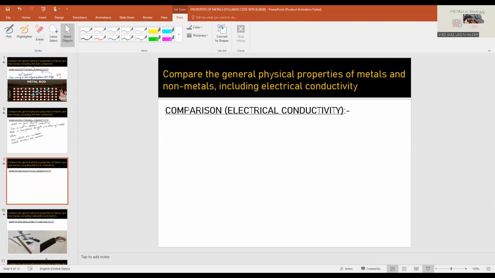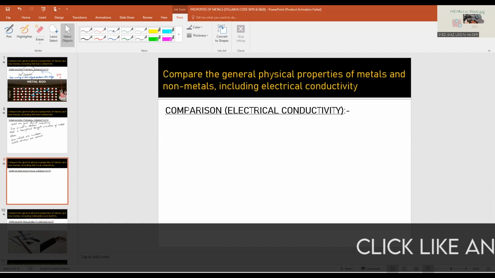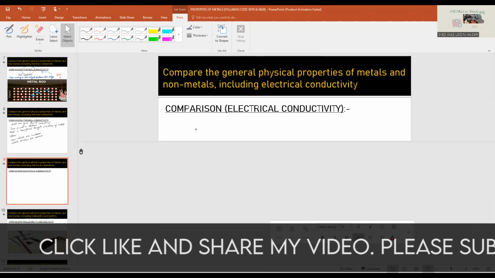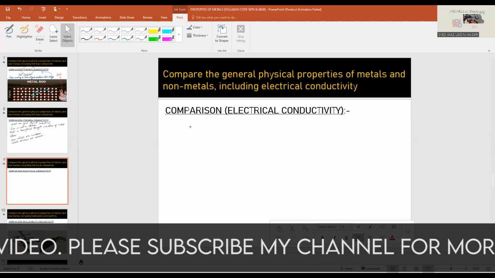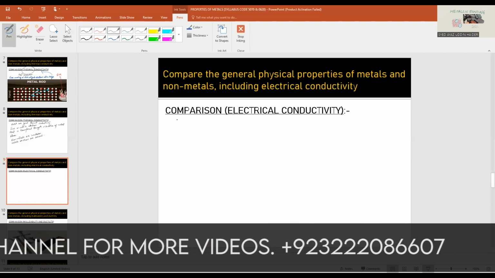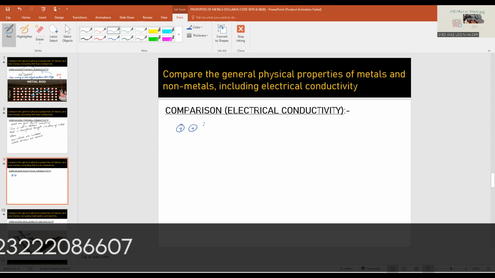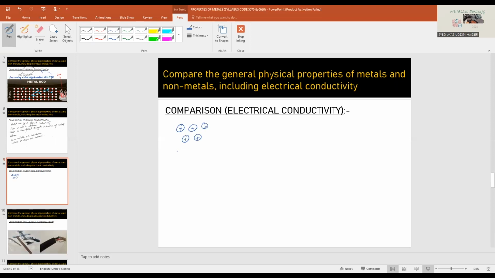Now let's talk about the comparison in terms of electrical conductivity. I've already explained that metal atoms have free moving electrons. Recall the metallic bonding: you have metal cations and free moving electrons. These free moving electrons help in the conduction of electricity. Metals conduct electricity.